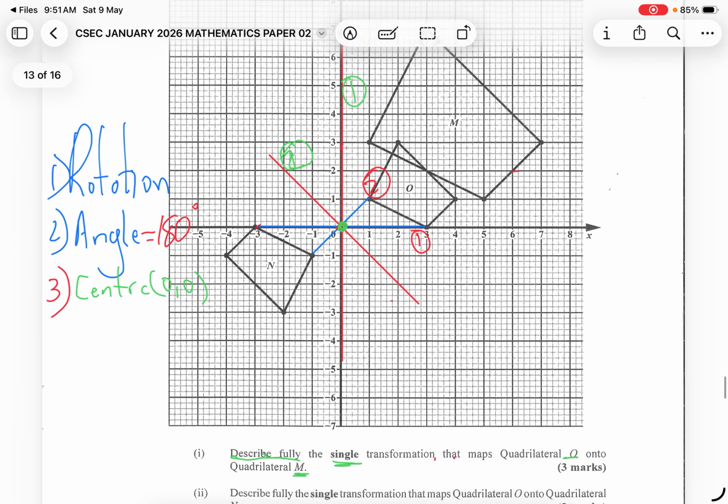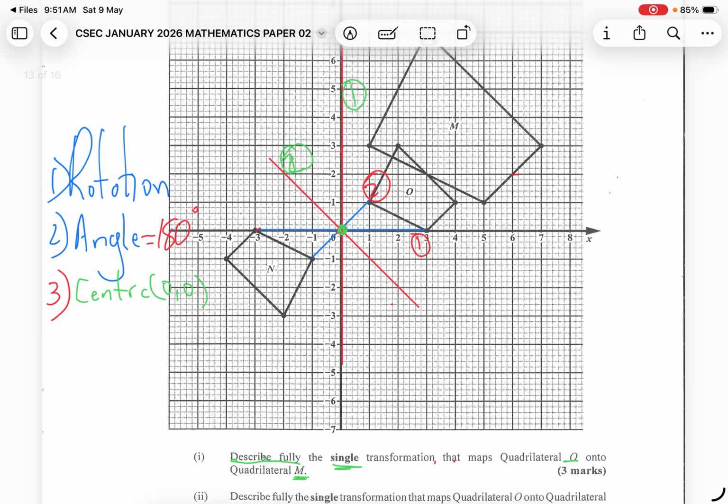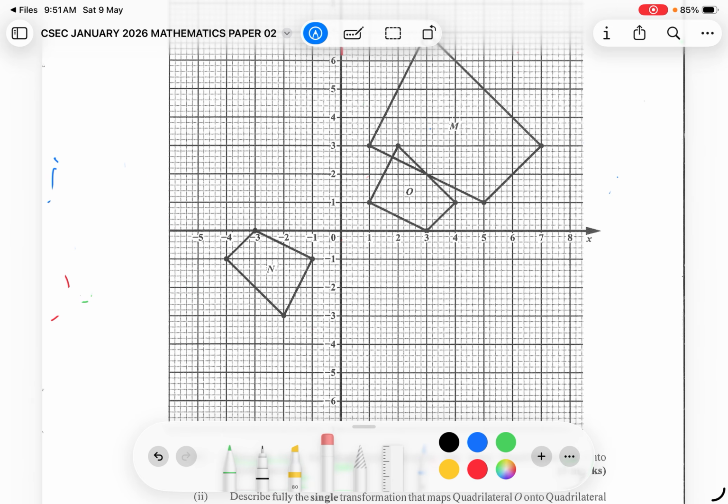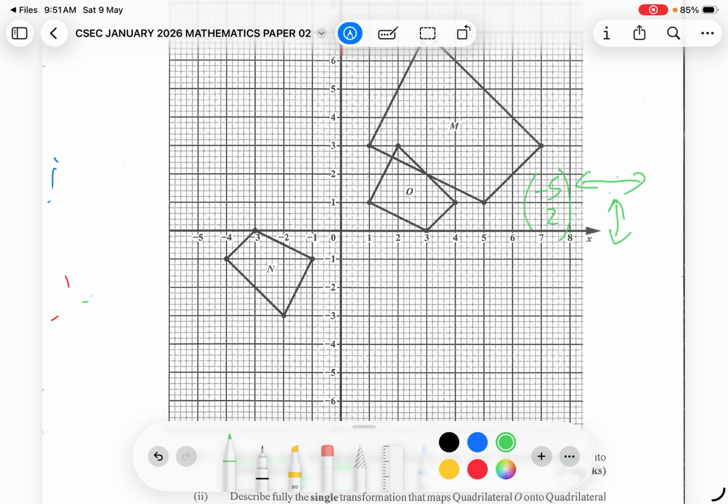So we're translating O. Have a lot of things happening on here, so I'm going to remove some of them for clarity. So we want to translate O by (-5, 2). Let's write that down, (-5, 2). What does this mean? Your first number is indicating your horizontal movement, left or right. Your second number is indicating your vertical movement, up or down.